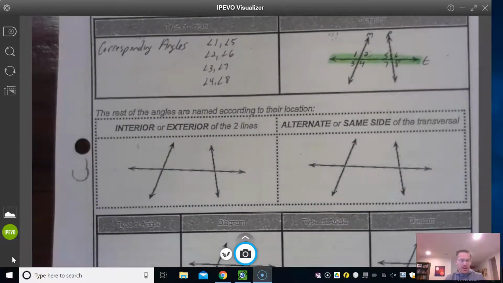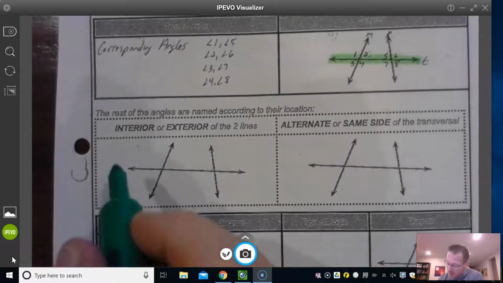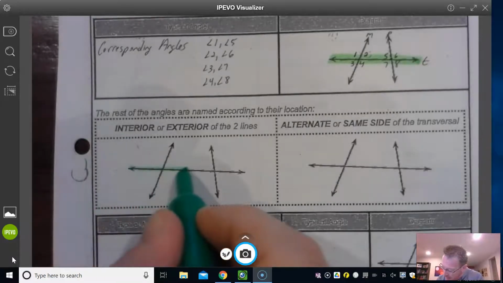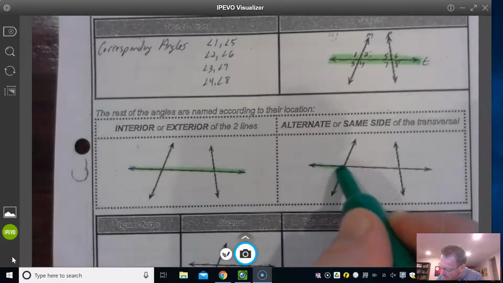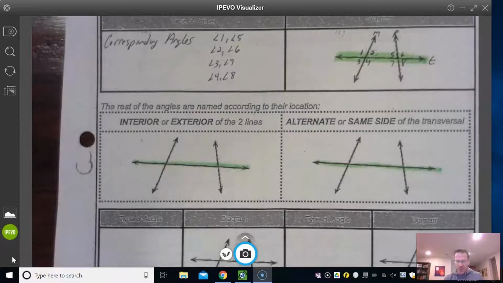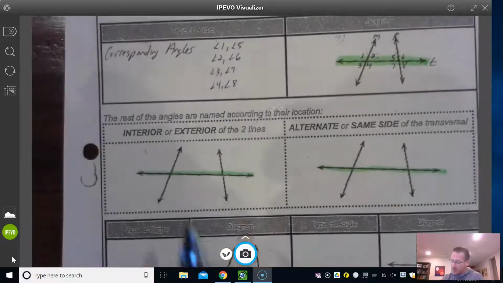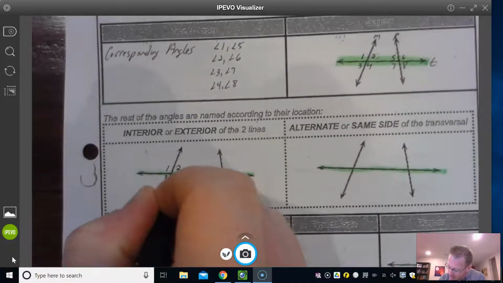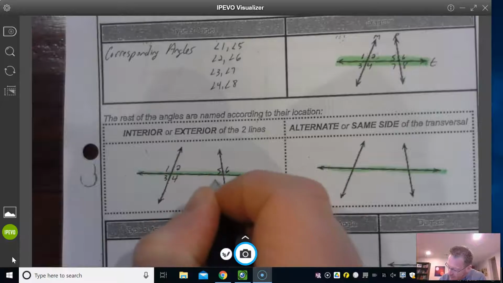All right, so now let's look at our next picture here. Once again, I'm going to identify my transversal with my green highlighter. And then once again, I'm just going to add those numbers so we can talk about them. So 1, 2, I'm going to try to label everything the same way here.